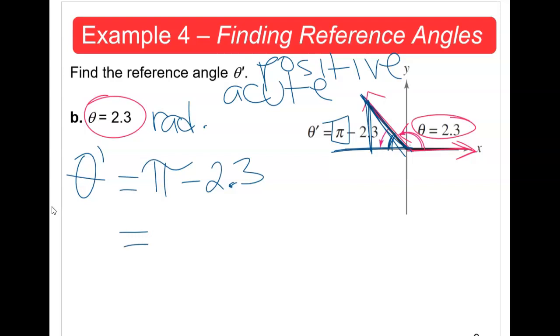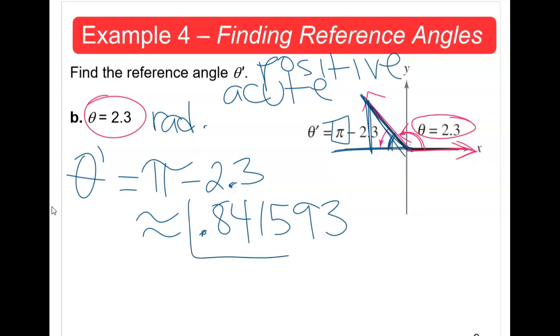And I wish I had my calculator ready already. So I will use the pi button. Remember, I showed you in one of the videos. And I'm going to subtract 2.3 from pi. And that will be approximately 0.8415, I guess. And the answer will depend on how WebAssign wants you to round it.